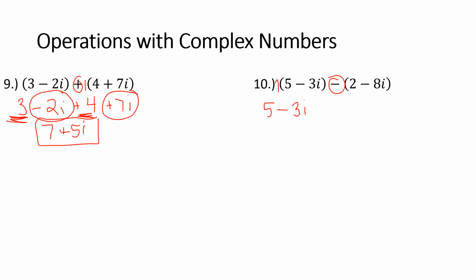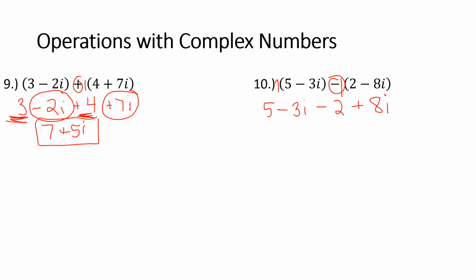The second set of parentheses, same thing. If you need something to multiply, you can think of this as a 1 here. In fact, you can think of it as a negative 1. Now here we do see some changes. Negative 1 times 2 will be negative 2, and negative 1 times negative 8i will be plus 8i. So be really careful with that. Always make sure that you distribute your negative through.